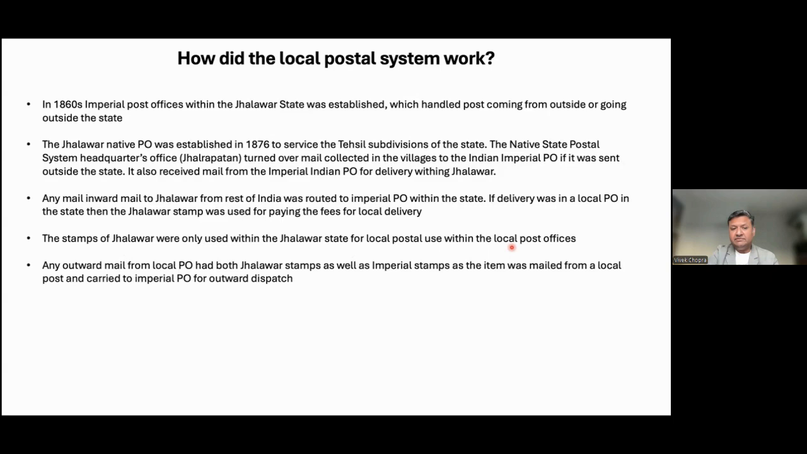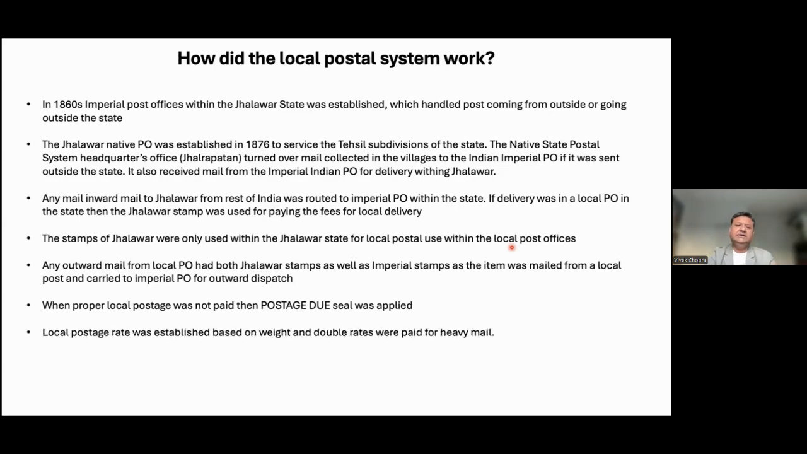Any outward mail from the local PO had both the Jhalawar stamp as well as the imperial stamps, as the item was mailed from a local post and carried to the imperial post office for the outward dispatch. When proper local postage was not paid, then there was a special postage due seal which was applied. Local postage rate was established based on weight, and double rates were paid for heavy mail. Registered covers are also known to exist, but they're pretty scarce.